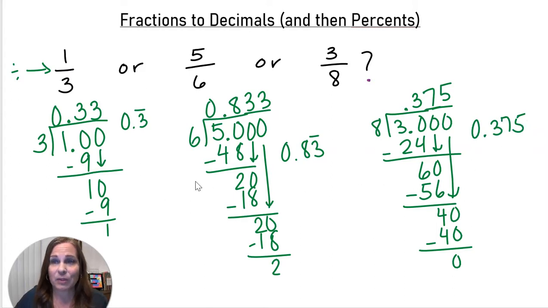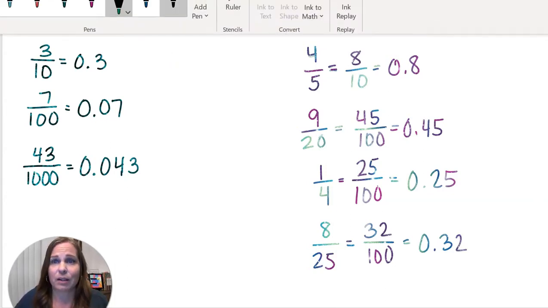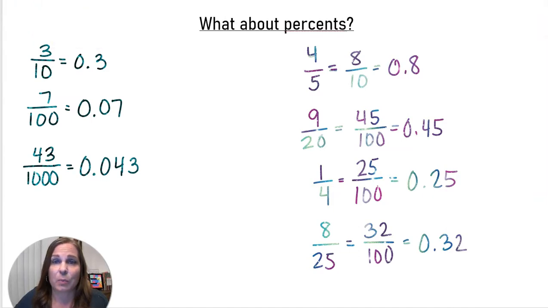Right, so now that we've looked at how to convert fractions to decimals, you see that you have two options, right? Either rewrite the fraction with a denominator of 10, 100, or 1,000, or we can divide, top divided by bottom. So now let's talk about percents. So these are the fractions that we already looked at, right? We already looked at 3/10, and we saw that it was 0.3. So what does that mean as a percent?